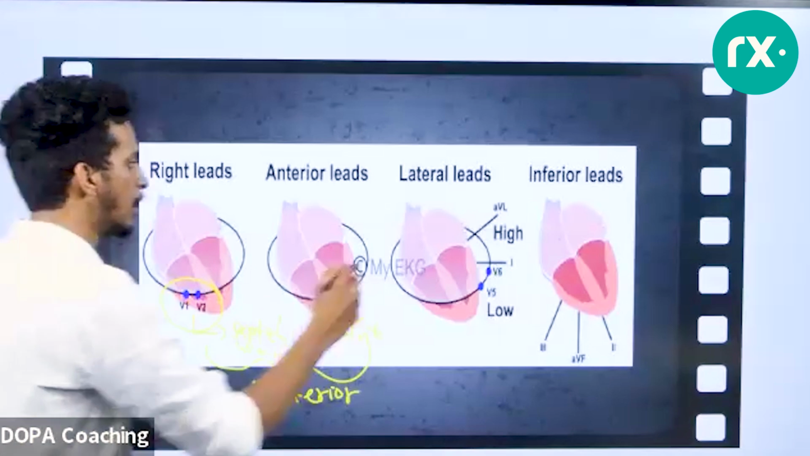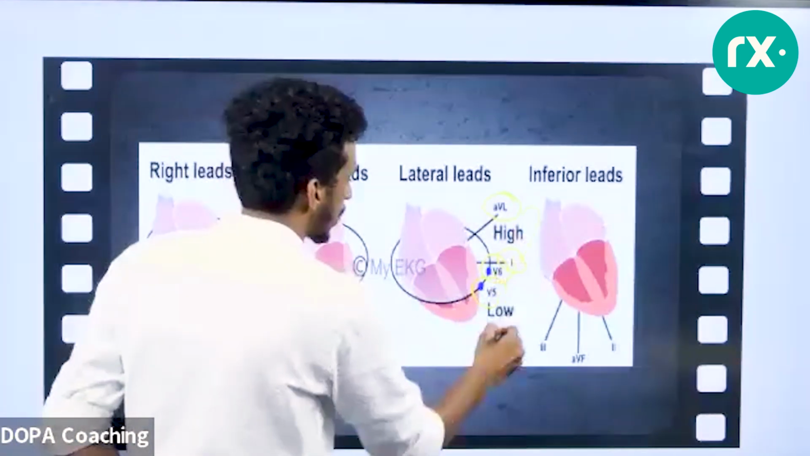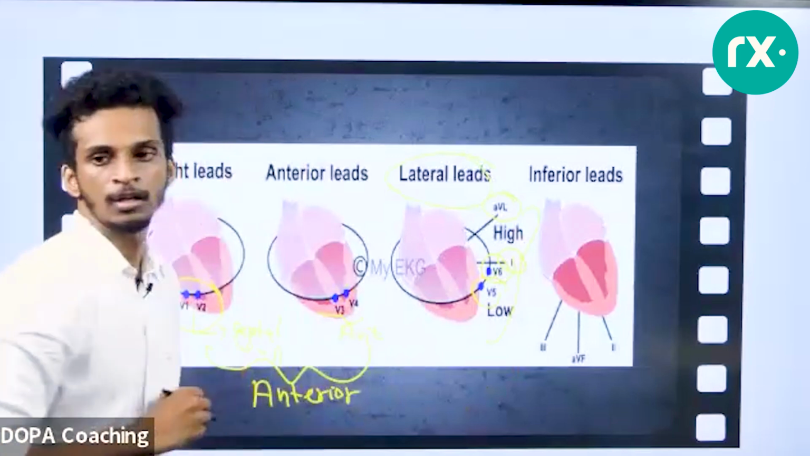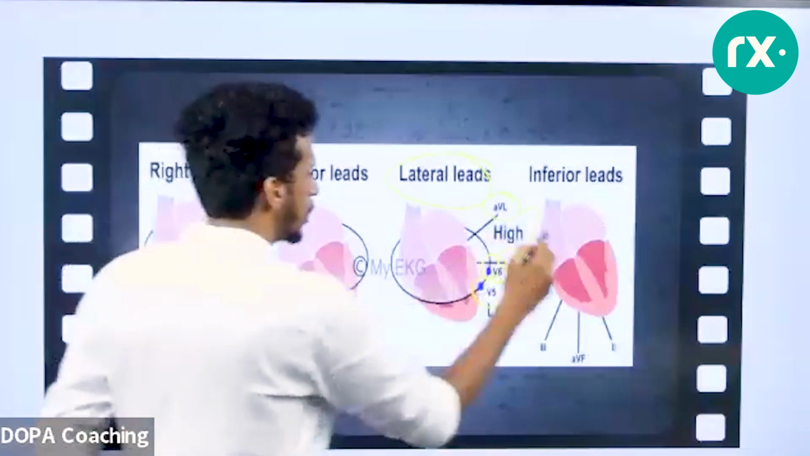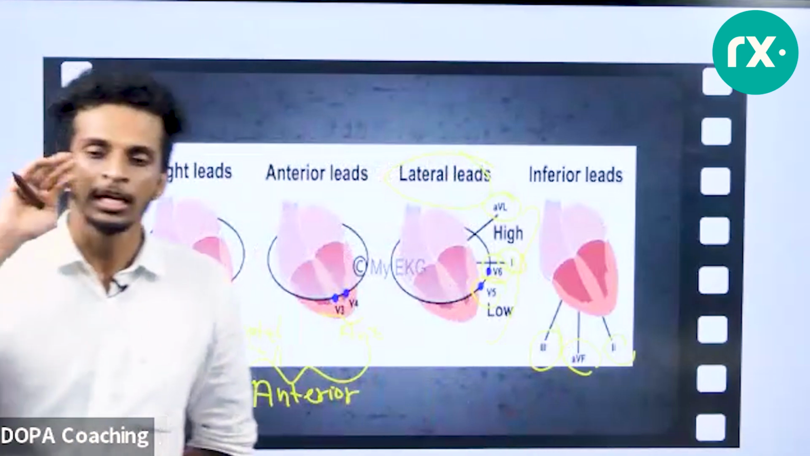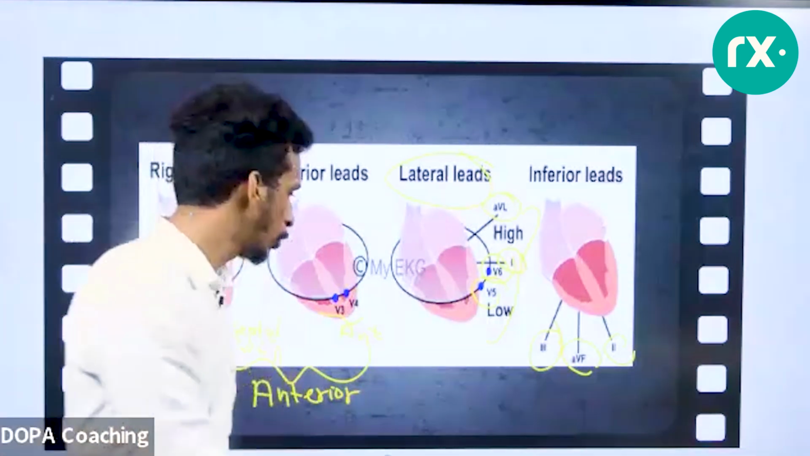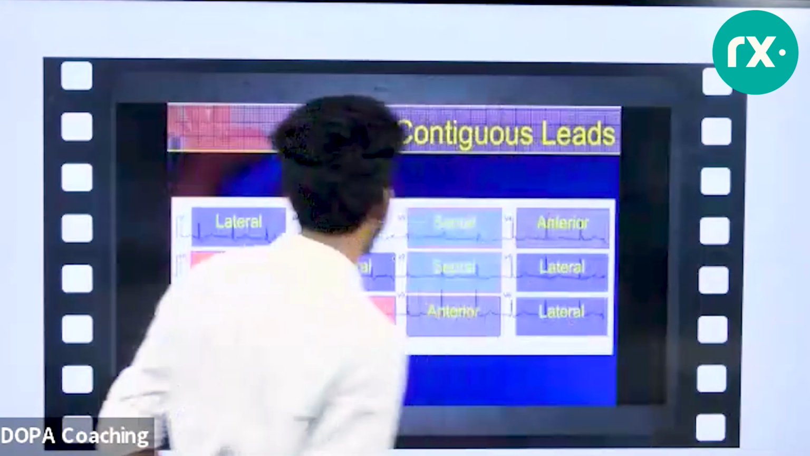Is it clear? Lead 1, lead AVL, lead V5, and lead V6 represent the lateral wall. This we have already mentioned. And lead 2, lead 3, and lead AVF, these 3 leads represent the inferior wall. I hope it's pretty clear to everyone. That's why I have revised it. Okay, now let's move on.